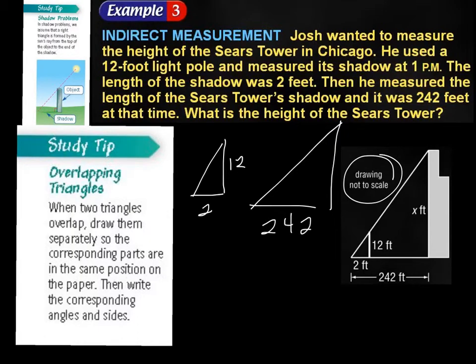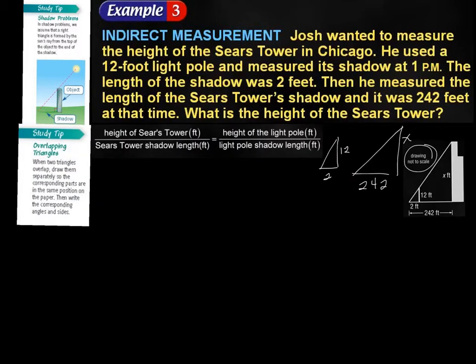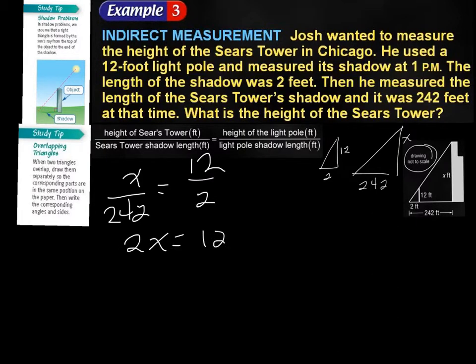242 and X. Because both measurements were taken at the same time, we can assume that the triangles are similar. That angle is going to have to be the same angle of elevation of the sun. And so one of the ways we could set it up is the way they did. They have the height of the tower, which we don't know, is to the shadow length, which they measured as 242, is the same as the height of the pole, which we know, and the shadow length of the pole, which we know. So we can do cross products again. So we have 2x equals 12 times 242, and we'll divide both sides by 2.